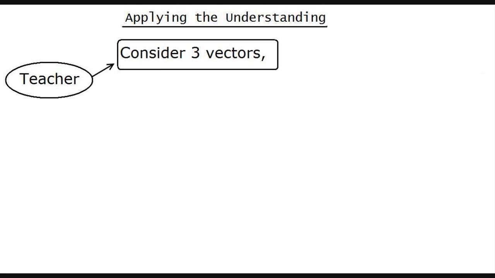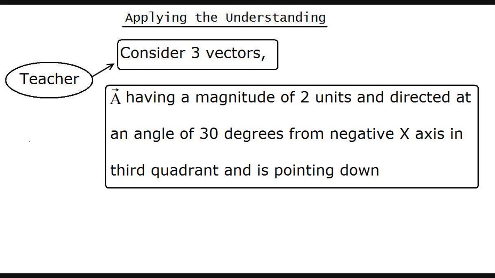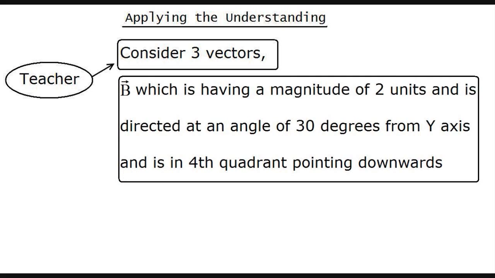Consider three vectors. A bar, having a magnitude of 2 units, is directed at an angle of 30 degrees from the negative x-axis in the third quadrant, and is pointing down. B bar, which has a magnitude of 2 units, is directed at an angle of 30 degrees from the y-axis, and is in the fourth quadrant pointing downwards.